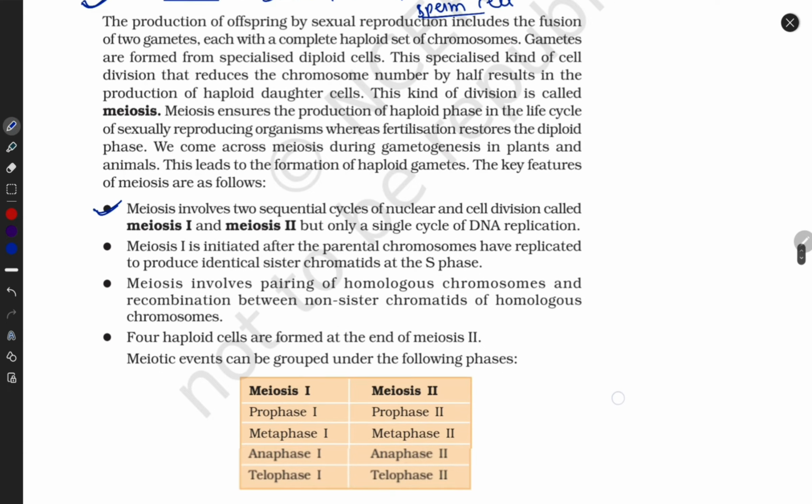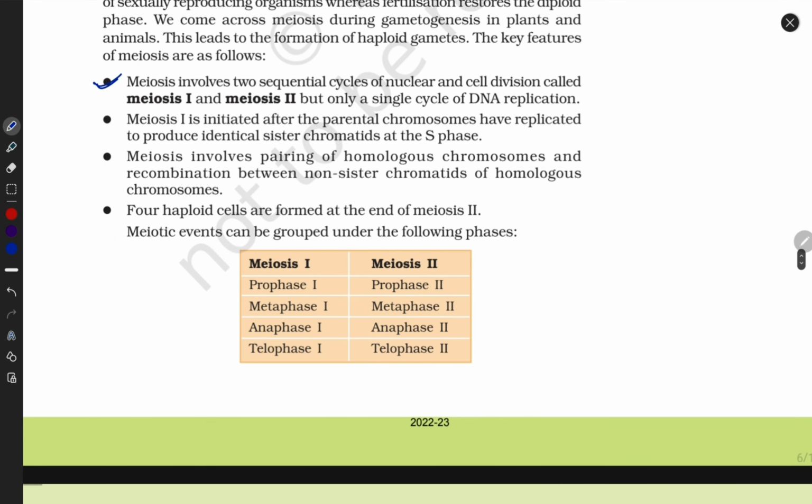Meiosis is not a single-step division like prophase, metaphase, anaphase, telophase. No, there are meiosis 1 and meiosis 2, and both follow prophase, metaphase, anaphase, telophase. Meiosis 2 is the same as mitosis; its steps and functioning are as in mitosis. Meiosis involves two sequential cycles of nuclear and cell division, called meiosis 1 and meiosis 2, but only a single cycle of DNA replication.